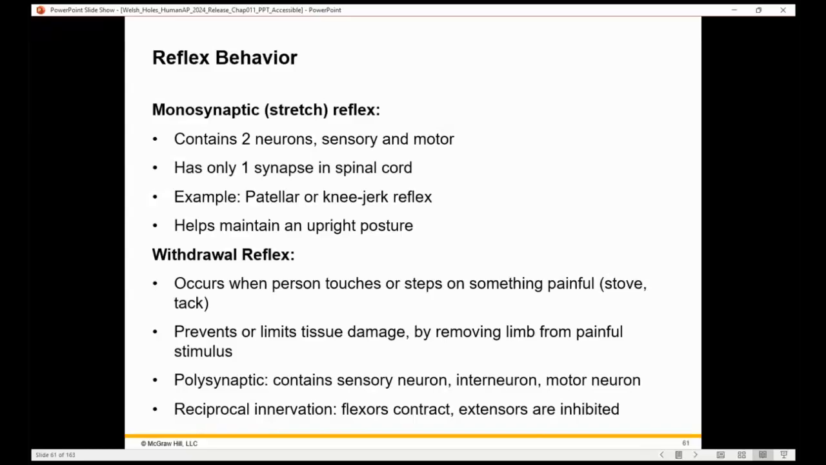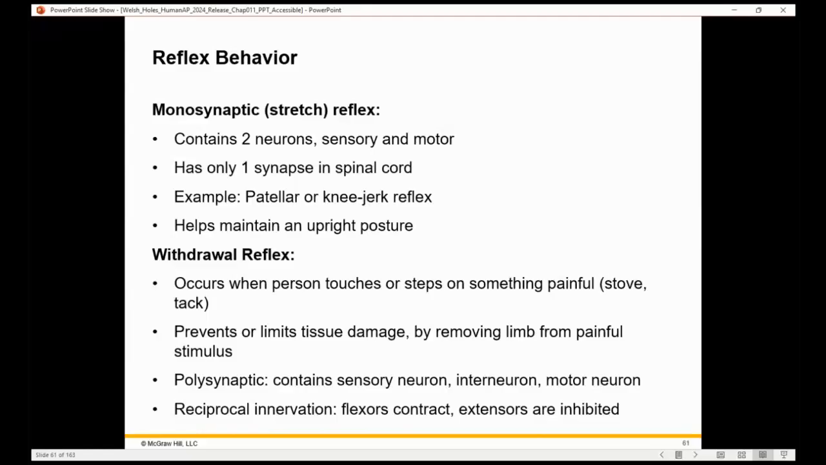This is elicited when you hit a tendon and it causes the muscle to be pulled. And that automatically sets this into action. It does not have to go through the brain.